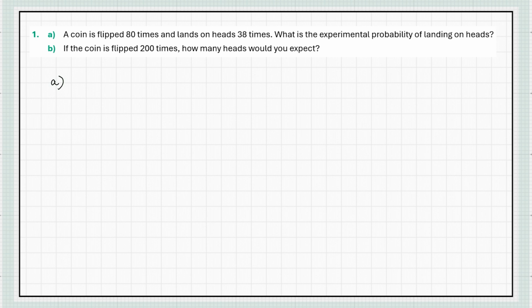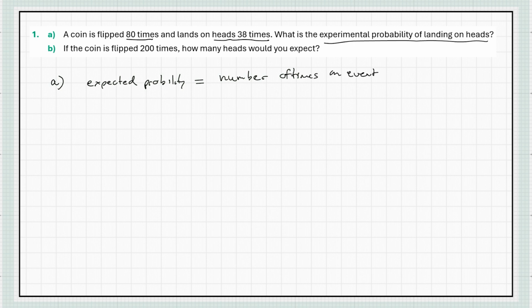So for our first one, a coin is flipped 80 times, and it lands on heads 38 times. What's the experimental probability of landing on heads? So we looked at the previous video and we found out that experimental probability is just equal to the number of times an event occurs divided by your total number of trials.